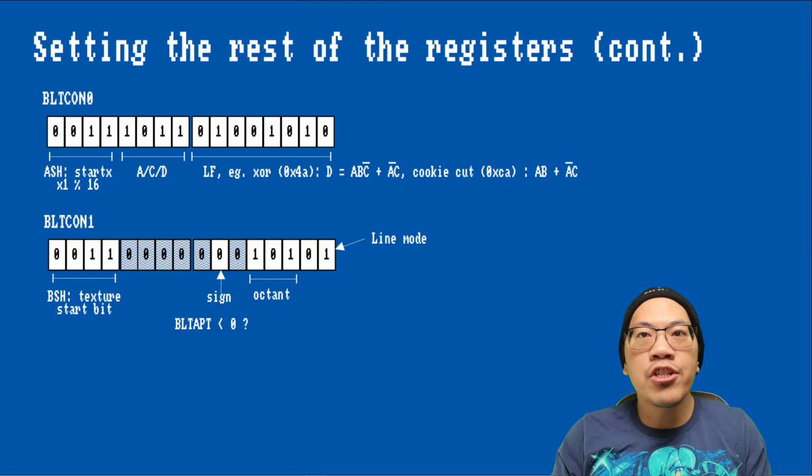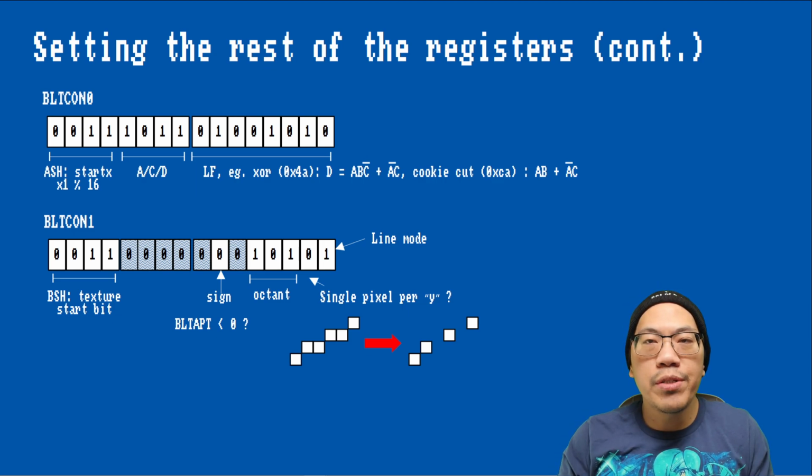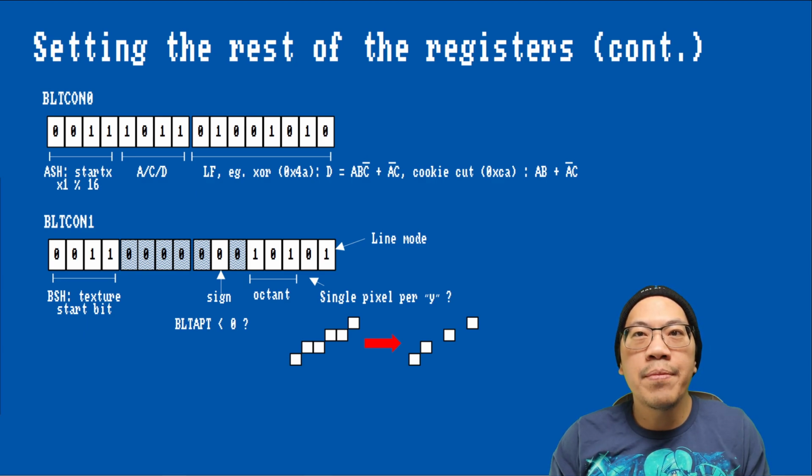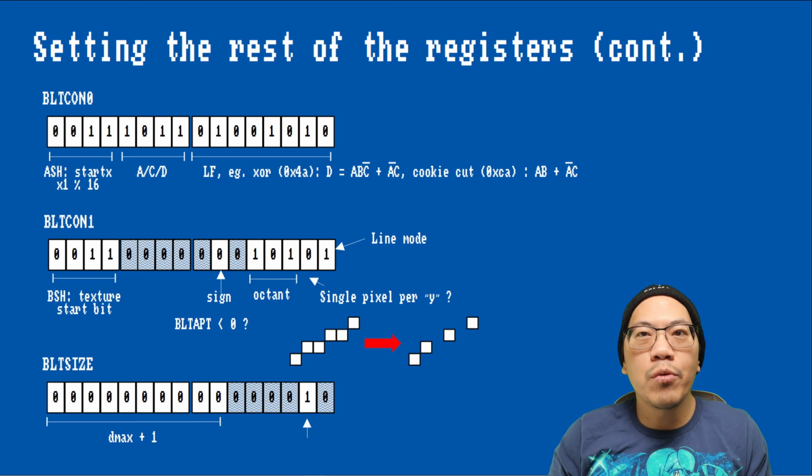An interesting function is activated with the single pixel enable bit. This forces the blitter to only draw a single pixel per vertical position. This makes it possible to draw border polygons that can then be filled with the area fill function. Finally, as with any blitter operation, we write the blit size register last to start the line draw. Bit 1 always has to be 1, and the upper 10 bits are set to the value dmax plus 1.